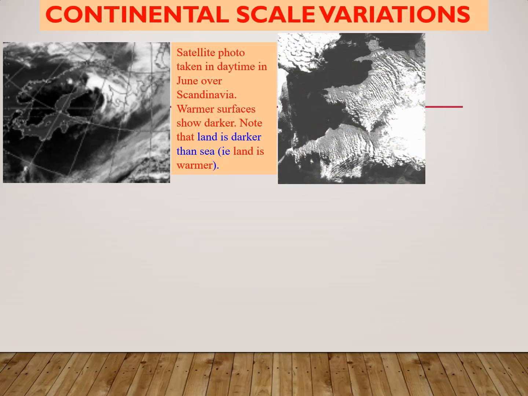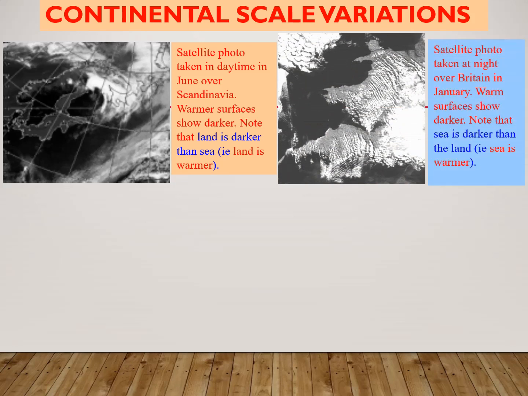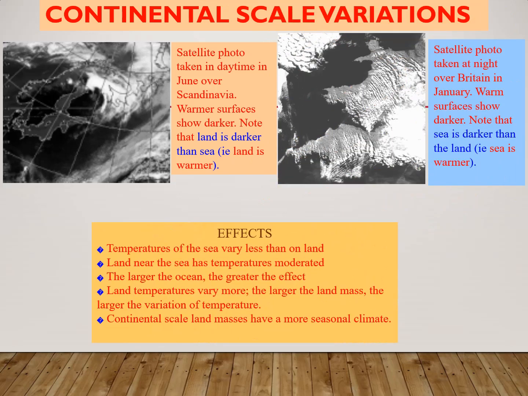Same region, another satellite picture that was taken in January. So you'll be able to see that the warm surfaces are darker compared to the cold surfaces. So the sea here is shown as darker than the land, because in winter land will give off heat very quickly as it is heated by conduction, and the heat remains mostly on the surface of the earth where water is still warmer. The effect of this factor is that the temperature of the sea differs less than on land.